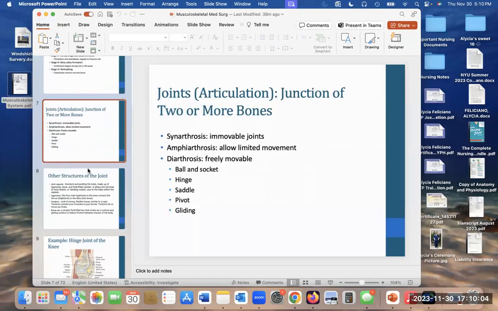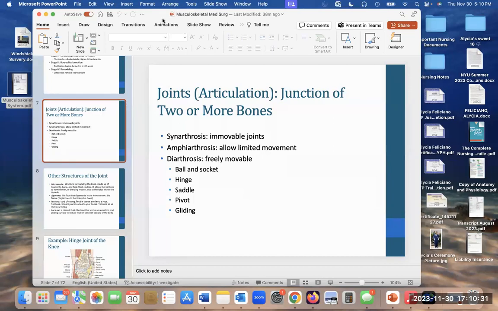So besides the bones, we have joints, right? So joints help us move, okay? So different types of joints, just for reference, we have synarthrosis, which are immovable joints. We have amphiarthrosis, which allow limited movement. And we have diarthrosis, or freely movable joints. Those are the ones mainly that we talk about or focus on. And those include the ball and socket, the hinge, saddle, pivot, and gliding.